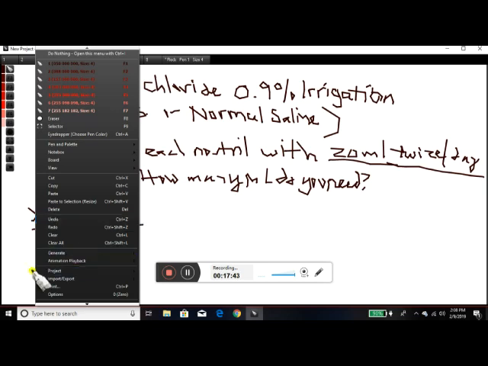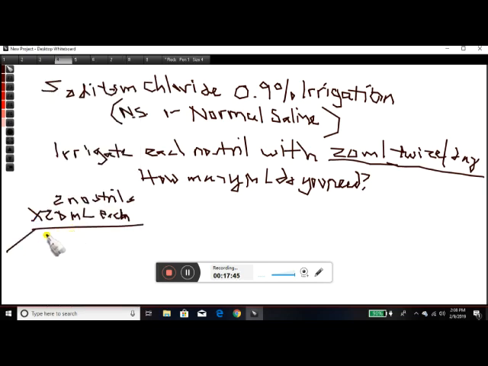Hit the button on my stylus. So bear with me just a second. Okay, so 20 mLs each. 2 times 20 equals 40 mL. That's how much we need for one dose. We do two doses per day, which means we're going to need 80 mL. Now, I forgot to do something in this problem, and I just realized what I did.